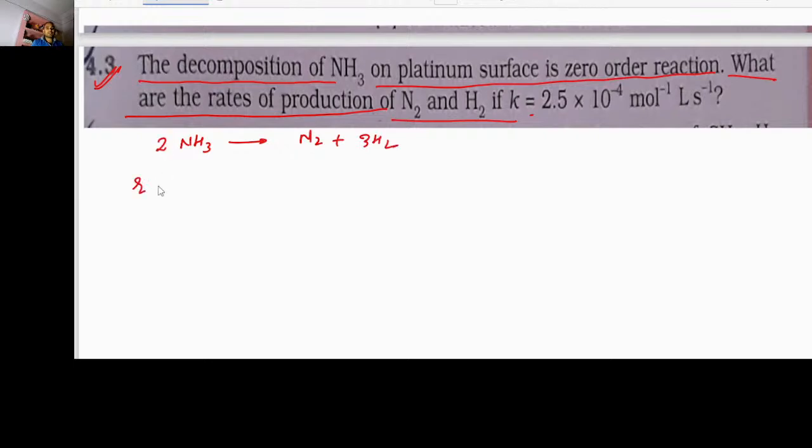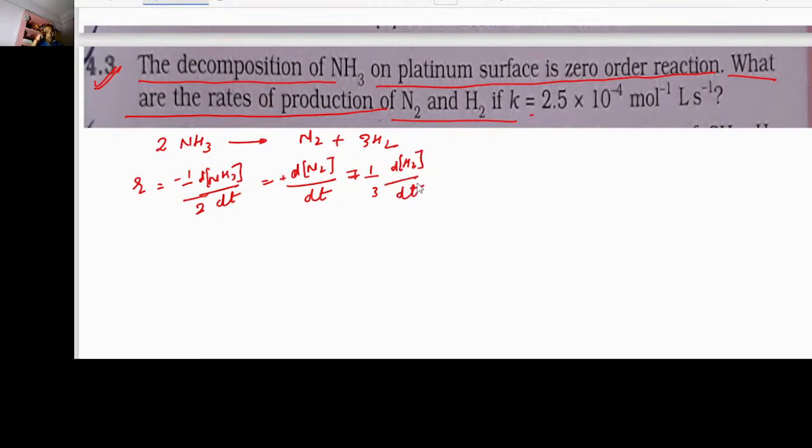So if you are writing the rate, student, what will it be? Minus 1 by 2 d NH3 upon dt is equal to plus d N2 by dt, which is equal to plus 1 by 3 d H2 upon dt. Not 1 by 2, student, actually it is 1 by 3 because the coefficient is 3, and the 2 will be on the bottom with NH3.